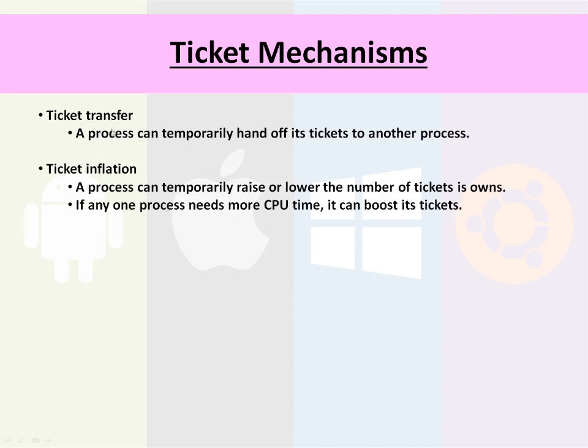It can actually do that, as well as ticket inflation. A process can temporarily raise or lower the number of tickets it owns. If any one process needs more CPU time, it can boost its tickets. So if it desperately needs more CPU time for some specific critical reason, it can inflate its own number of tickets. And it can also deflate them if needed, like when it doesn't really need the CPU at the moment. This deflation could be a case where it's going to handle an input-output request, so let's just lower the tickets because we're not necessary.